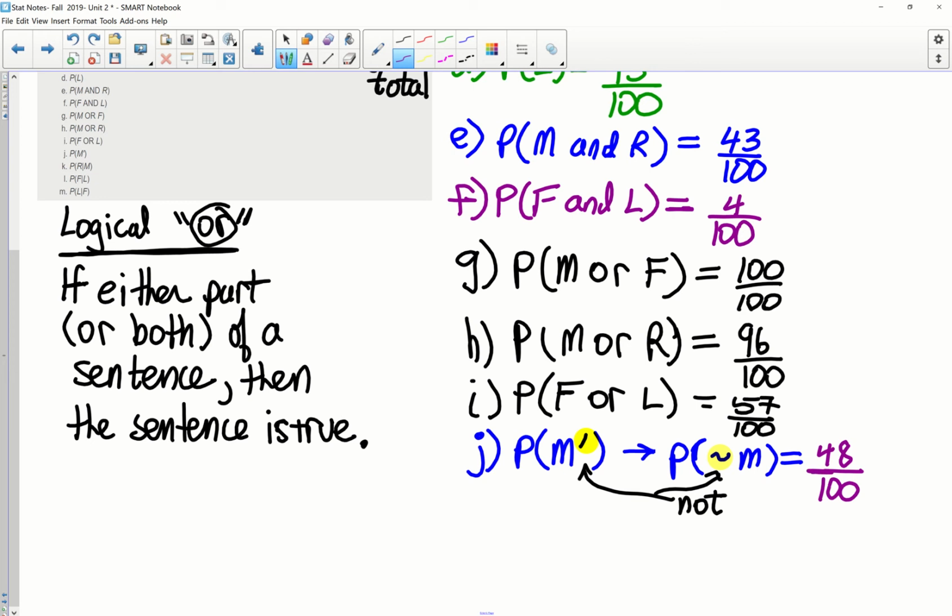All right. Now, the last three are conditionals. So that's where I'm going to stop this problem for now. We'll come back to it later. It's still a very good problem. But I want to go through the lesson first before I come back and do this.